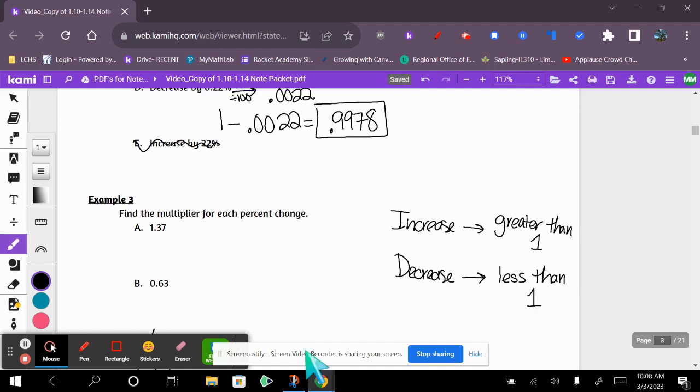So when I look at this one, I want to look at what it would be like as a percent. What I always do is look at what this would be as a percent, so I multiply it by 100. So that would be 137%. If I want to find out how much more percent that is than 100%, I can subtract 100% and I can see that it's 37% more than 100%. So this is an increase of 37%.